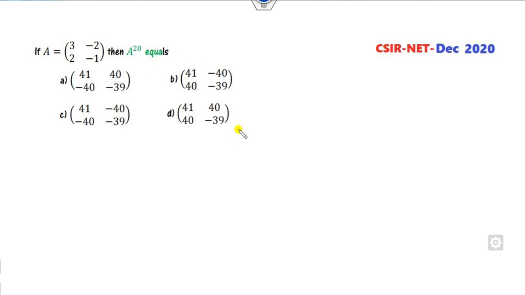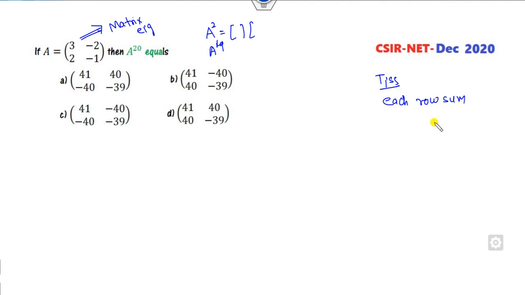Okay, how can you find A20? A student may think about that. A student can find A square, then you can find A raised to power 10, A raised to power 4, and so on. I already told you, whenever there is a matrix, think about the eigenvalue. How can you find the eigenvalue? Again, I can think of the same rule. If each row sum is k, or each column sum is k, then k is one of the eigenvalues.